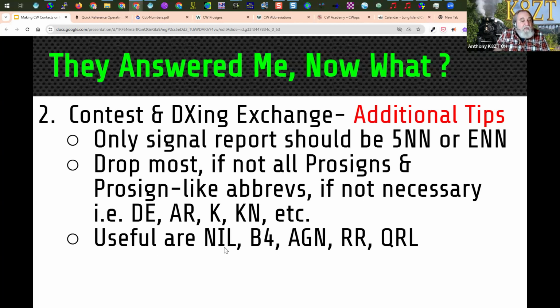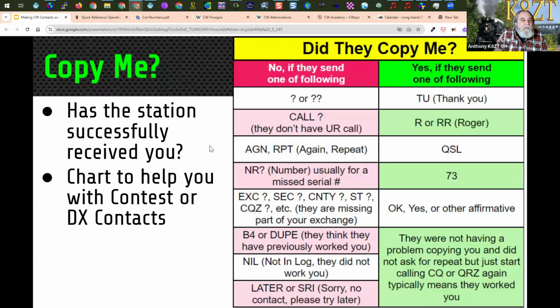Some useful prosigns and abbreviations are NIL for not in the log. That means they did not successfully copy you. B4, before, means they think you're a dupe. AGN for repeat something. RR for confirm something. QRL means they're asking if the frequency is in use. So these are still very effective to use. These are not necessary. That is a personal opinion, but you'll also find that that's the opinion of most people that contest.